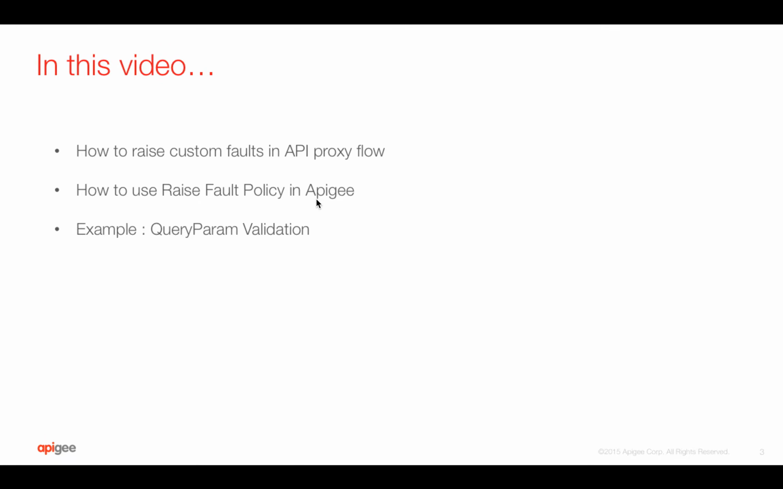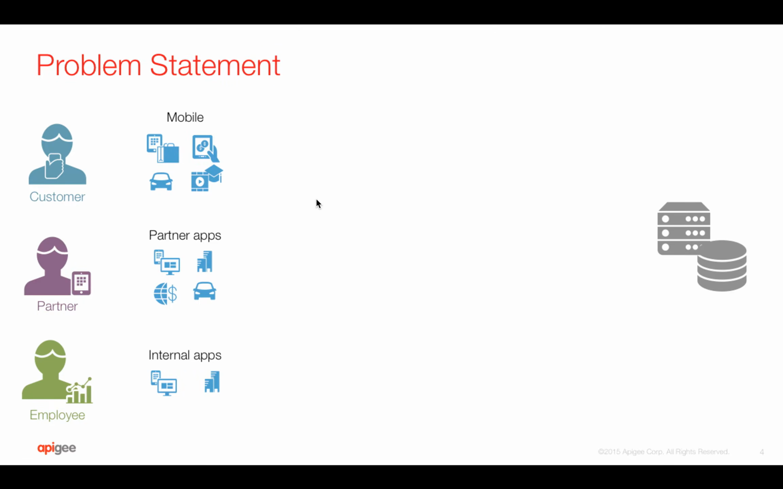In this video, we're going to see how to raise custom faults in an API proxy flow. For example, like doing any validation, you want to send a custom fault message back to the client. And we're going to do this using the Raise Fault policy in the Apigee Edge Intelligent API platform. In this example, we're going to validate query params and see how the Raise Fault policy works. Let's take a look at the problem statement.